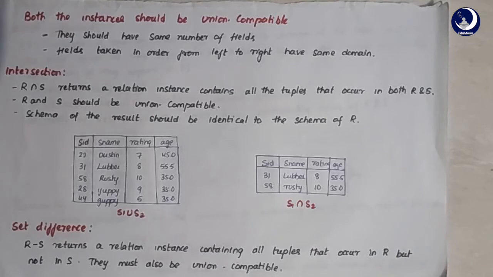The set difference between any two instances R and S, which is R minus S, returns a relation instance containing all the tuples that occur in R but not in S. They must also be union compatible.